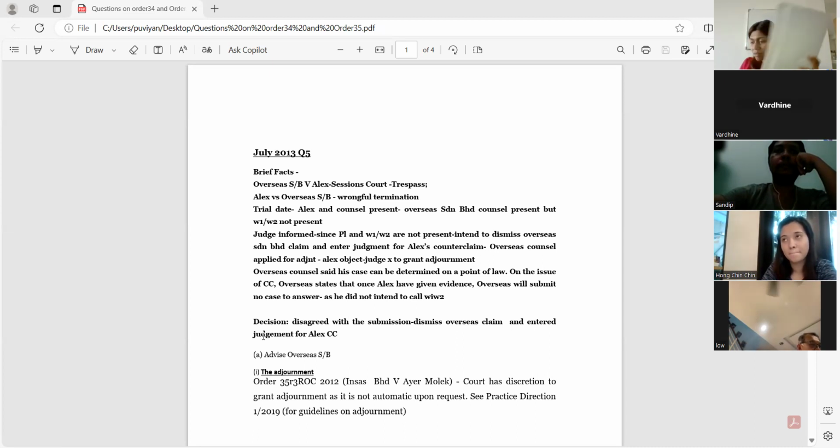Decision: the judge disagreed with the submission. Whose decision? The judge's decision. The judge disagreed with the submission, dismissed Overseas's claim and entered judgment for Alex on the counterclaim. Okay, that's all. So your question here is to advise on the issue of adjournment, correct?